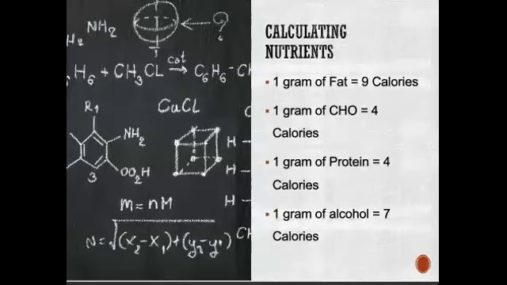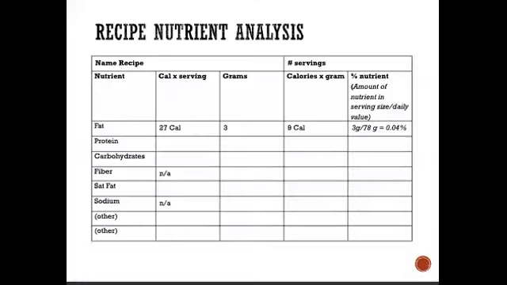You should probably know this by now, that 1 gram of fat is equal to 9 calories, carbohydrates 4 calories, protein 4 calories, and alcohol 7 calories, right? So when you come to do your recipe nutrient analysis, you will do per recipe. So if you're cooking 4 dishes, you will be doing four recipe nutrient analyses. And if you're cooking 3 dishes, then you will be doing 3.